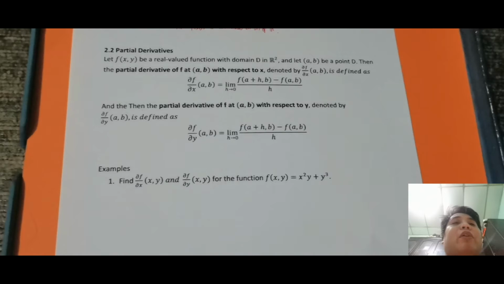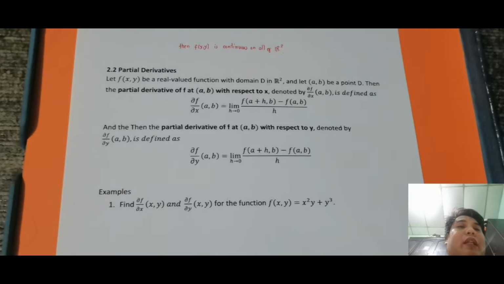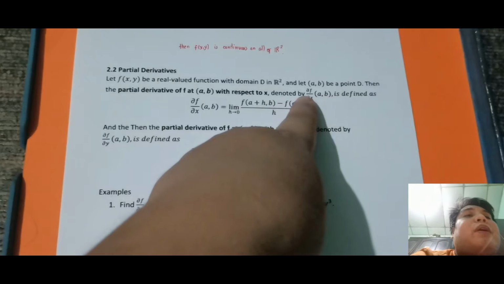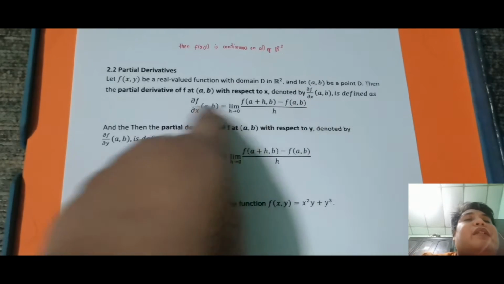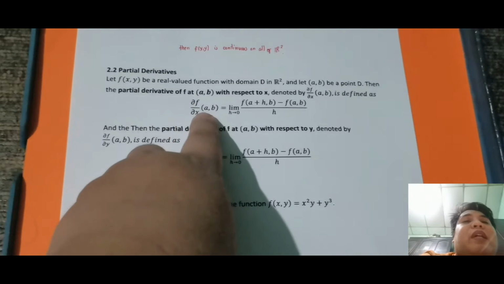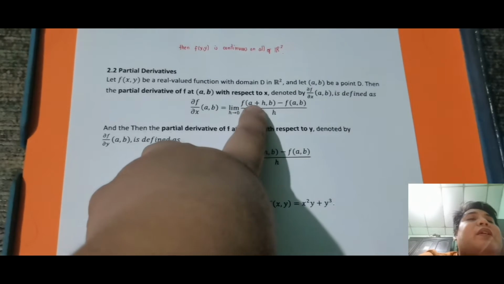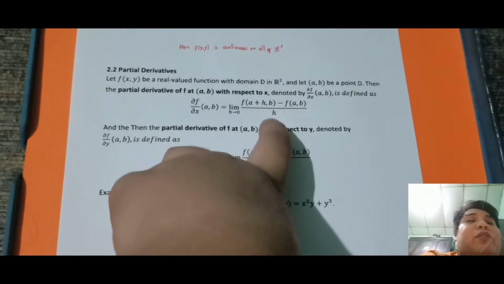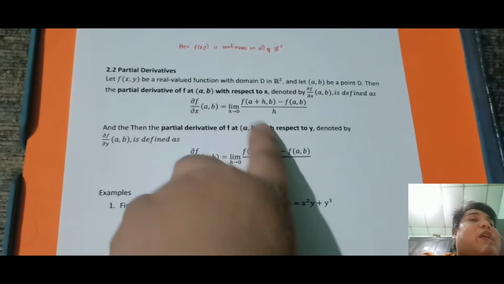Now, let f of x comma y be a real-valued function with domain D in R squared. If we let a comma b be a point in D, then the partial derivative of f at a comma b with respect to x, again with respect to x, denoted by partial of f with respect to x of a comma b, is defined as the limit as h approaches 0 of f of a plus h comma b minus f of a comma b over h. So if you want the formal definition, use this, if you want to get its derivative.